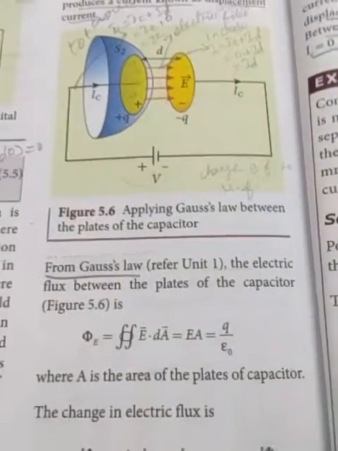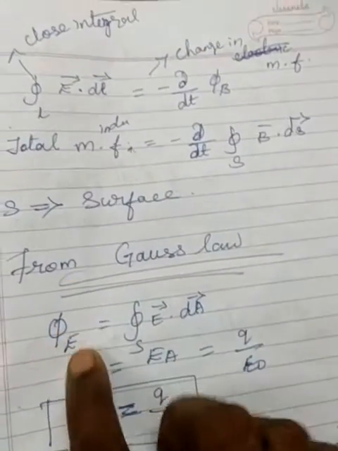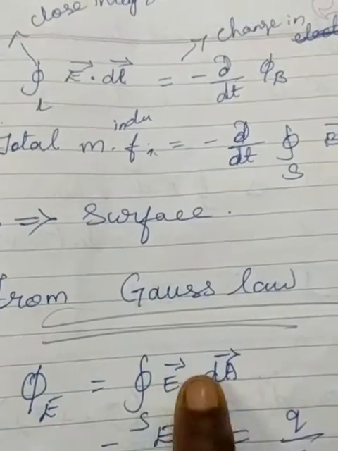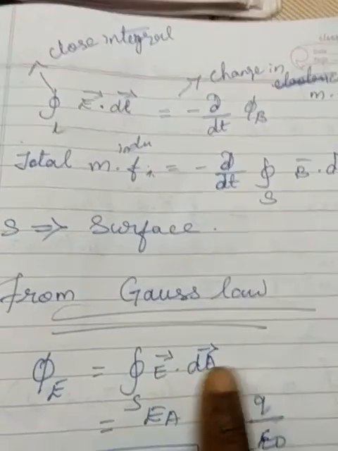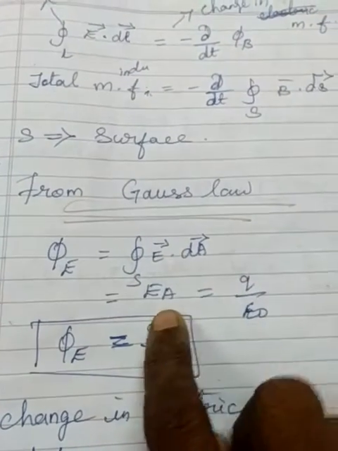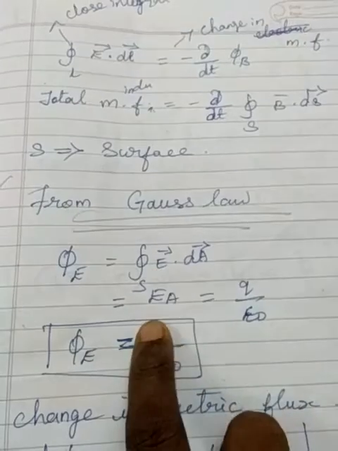Now, from Gauss law, we take the electric flux between the plates of the capacitor. So now you are using Gauss law. The flux phi of E, the electric field, is the closed surface integral of E vector dot dA vector. For that closed surface, this gives E times A. Then when we differentiate, A is a constant, so we differentiate E.